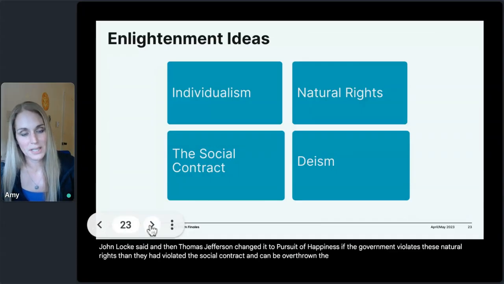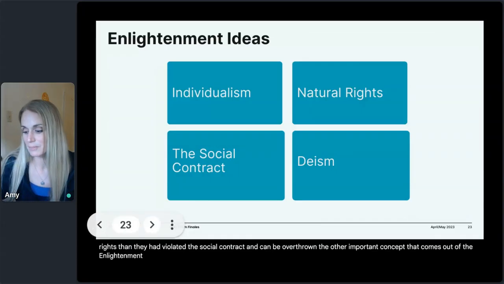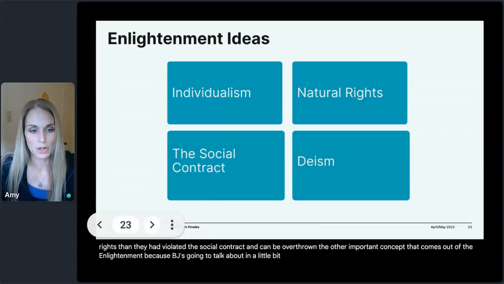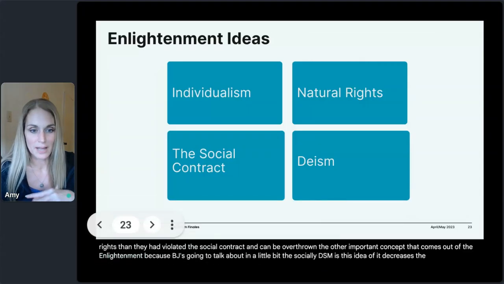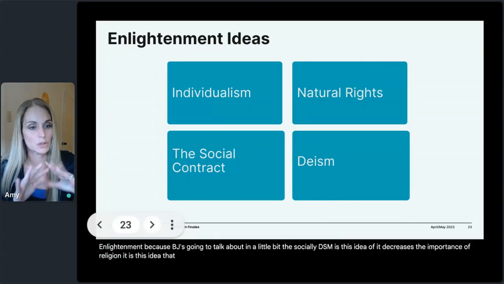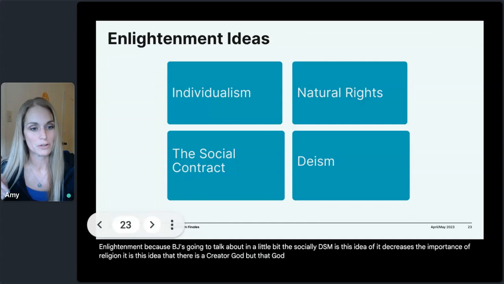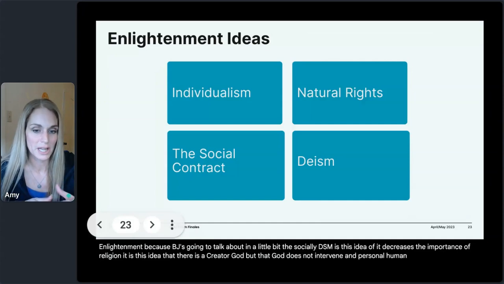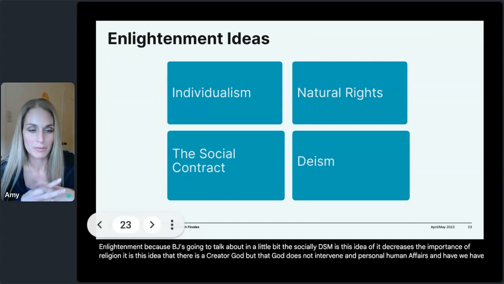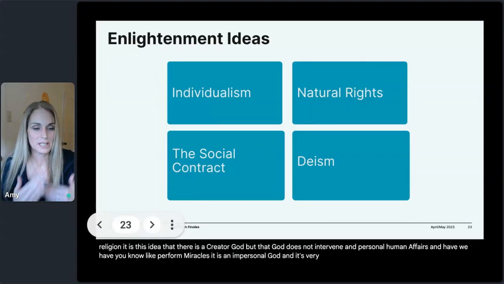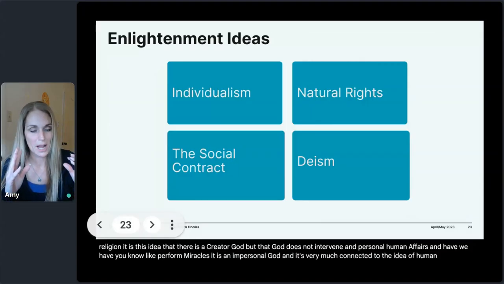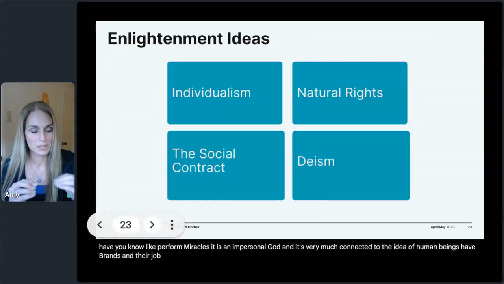The other important concept that comes out of the Enlightenment, because BJ is going to talk about the social contract and the American Revolution in a little bit, is deism. Deism decreases the importance of religion. It is this idea that there is a creator God, but that God does not intervene in personal human affairs and perform miracles. It is an impersonal God, and it's very much connected to the idea that human beings have brains and their job is to reason.